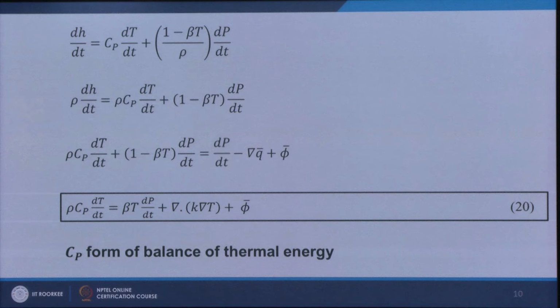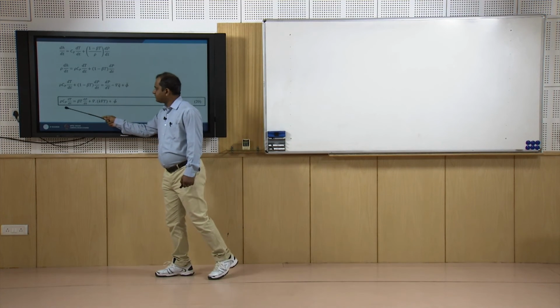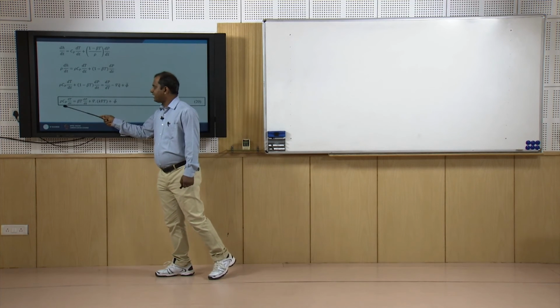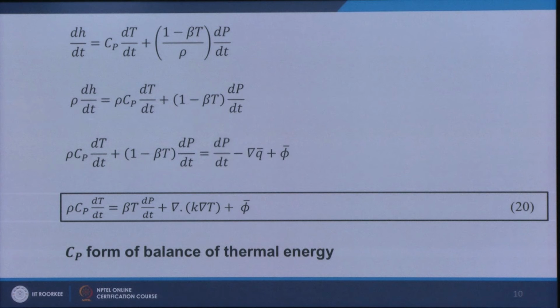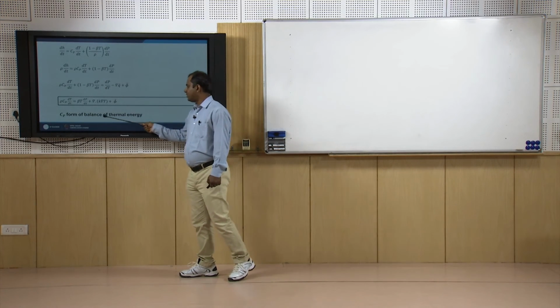Here we had minus del Q. That minus del Q we can write down, as Q is nothing but minus K into del T. I have told you just now that this is by Fourier's law of heat conduction. So, that can be written as del dot K del T, and finally the phi remains over here as viscous dissipation. So, this is also a thermal energy balance equation. On the left hand side we have the Cp form. This equation is also very important and is known as the Cp form of balance of thermal energy.